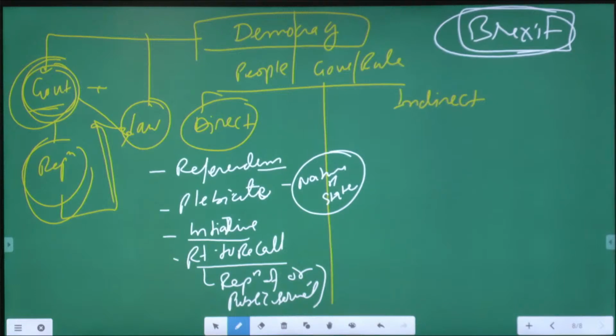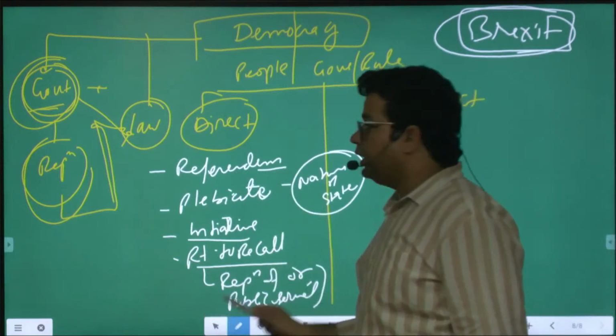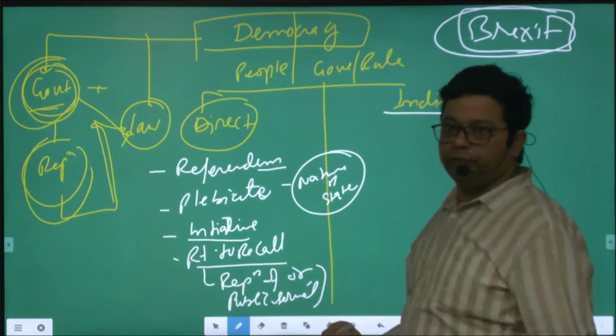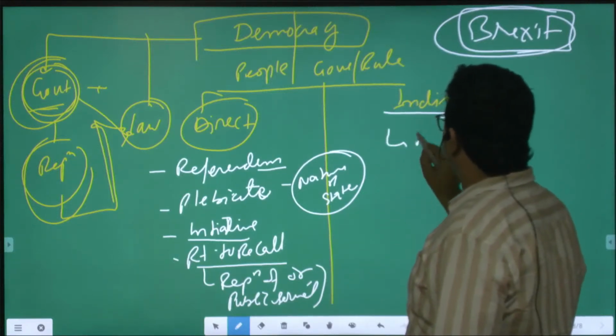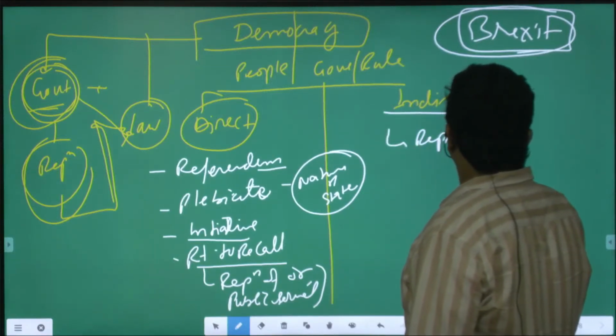A memorandum is like a resolution that they can pass saying that this public servant has indulged in corruption. So the majority of the population of this area has signed that resolution. Yes? Yes or no? So this is direct democracy. Now when we come to indirect democracy, this is also known as representative democracy.